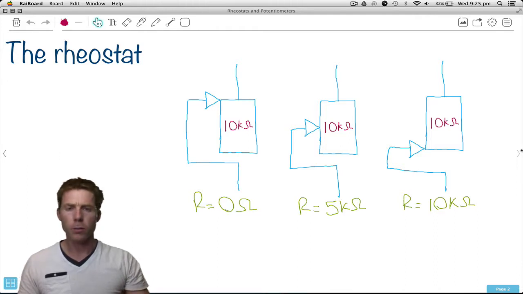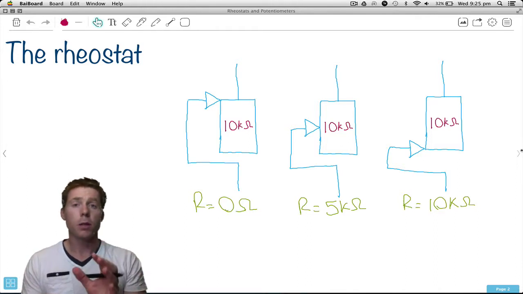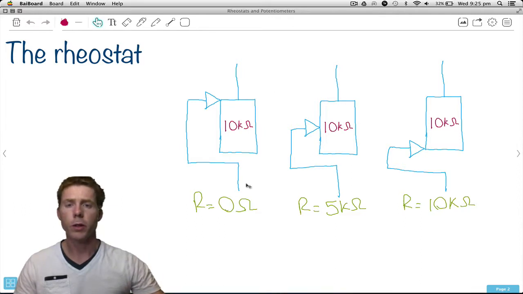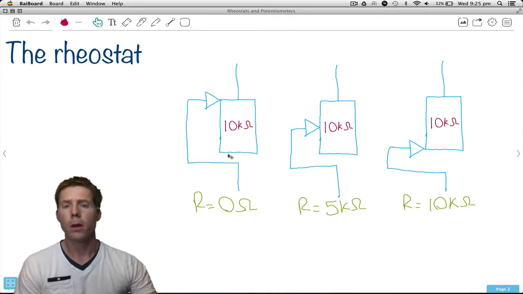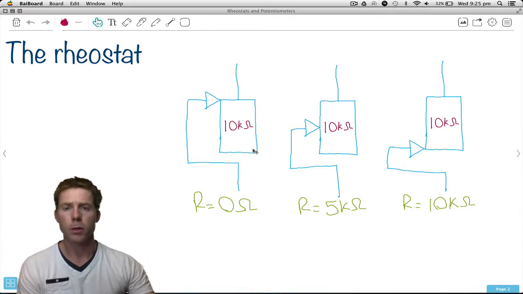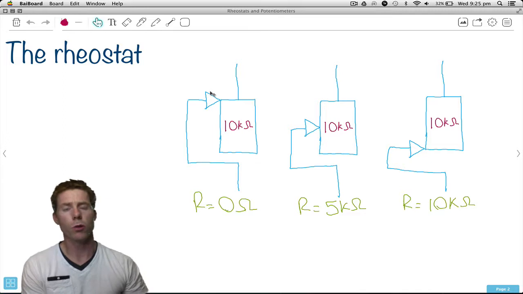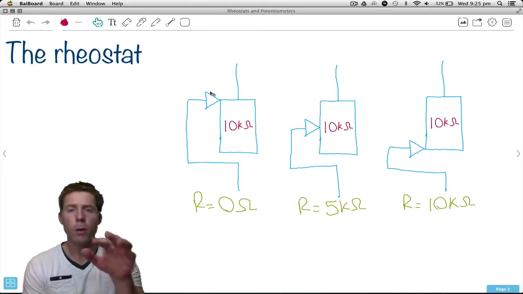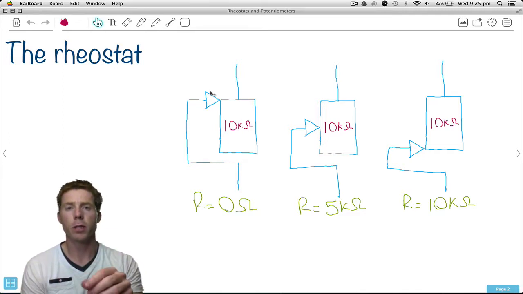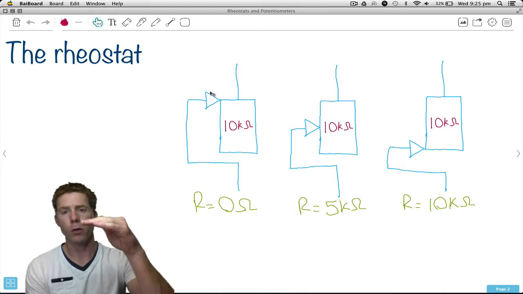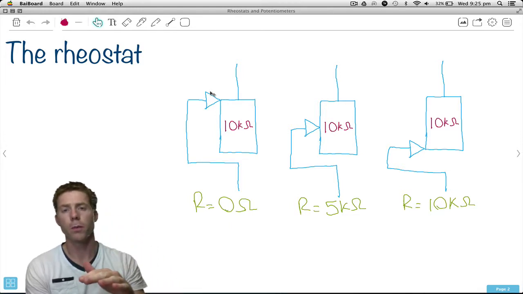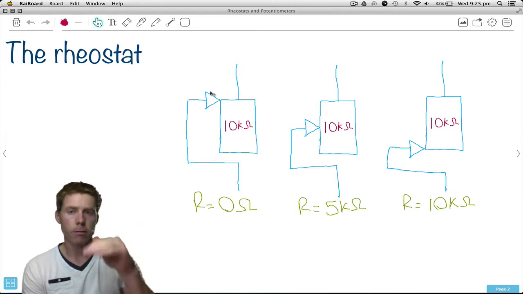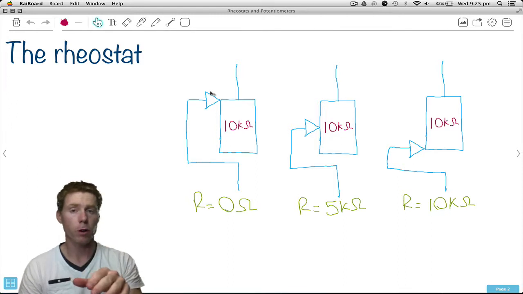So if we have a look at the schematic representation, the rheostat looks like this. You've got your resistor type symbol there, you've got one connection coming up here, and you've got another connection here which is connected to what's called a wiper arm. The wiper arm in this schematic representation can move up and it can move all the way through to the very bottom. Depending on where we position that wiper arm will determine how much resistance we get from this thing.